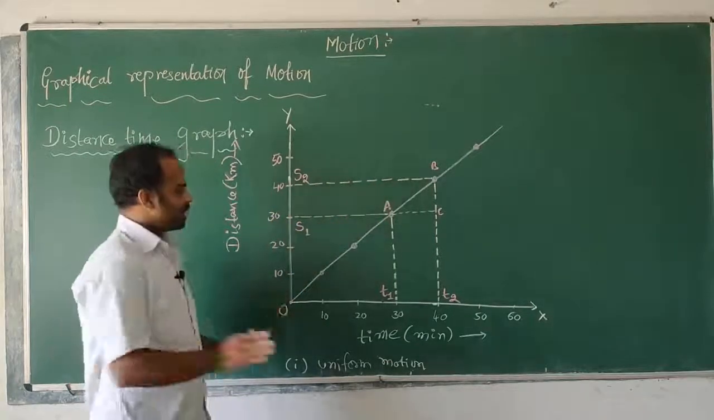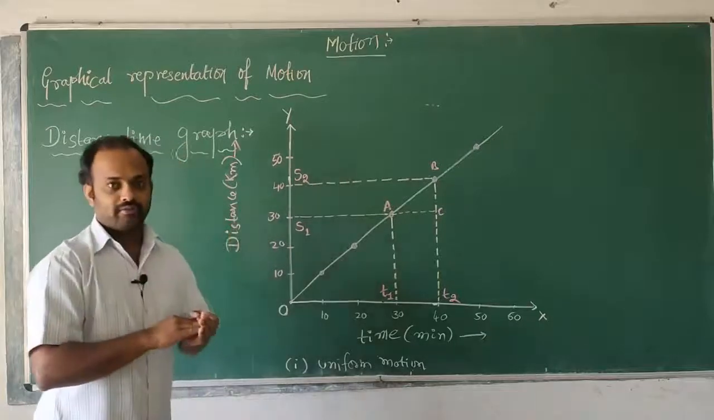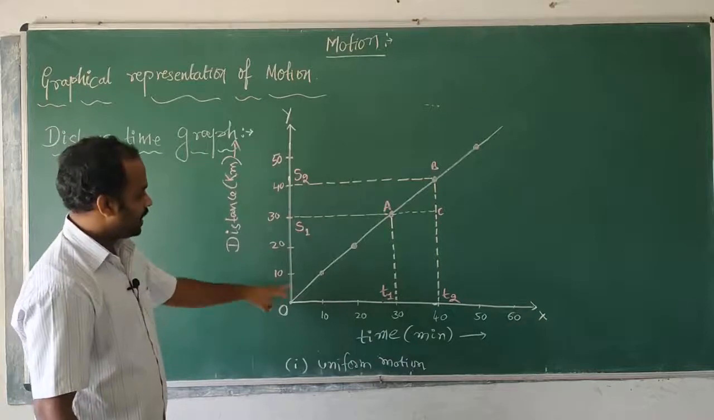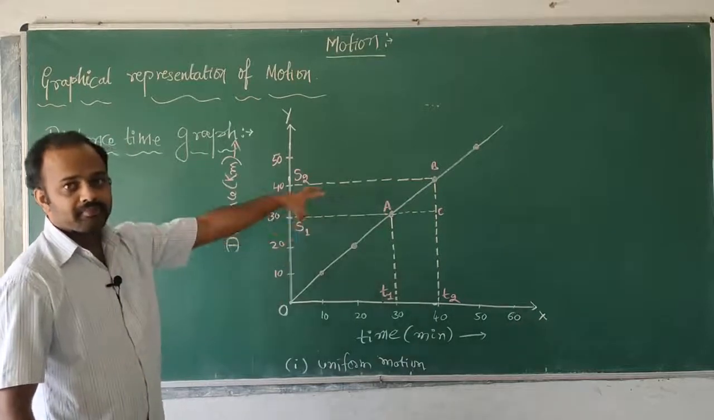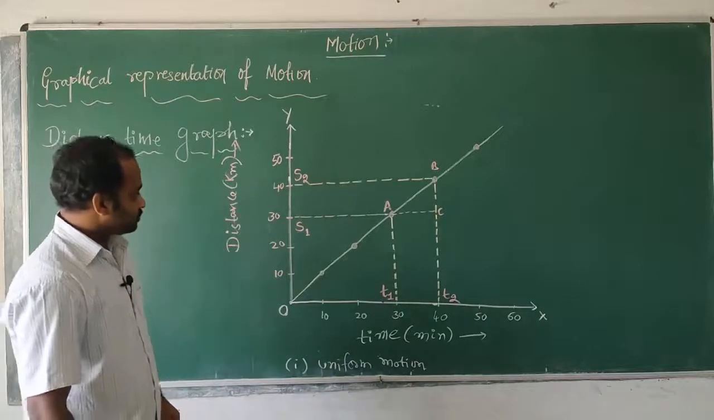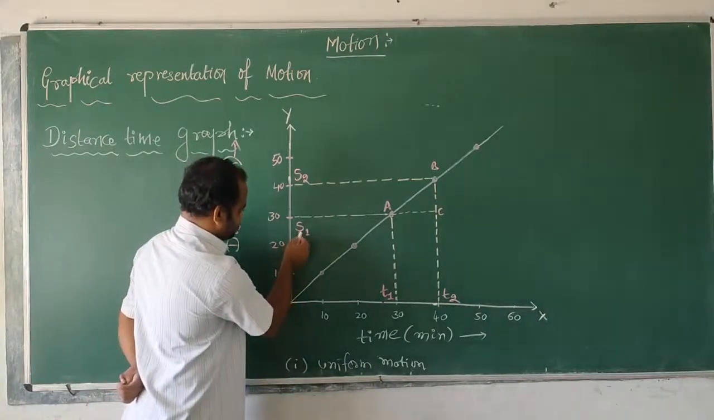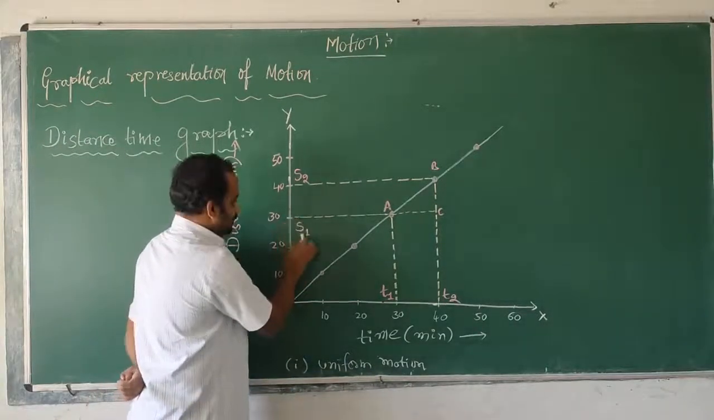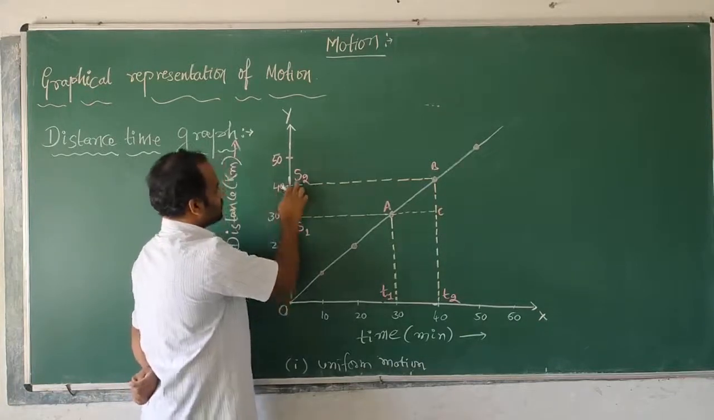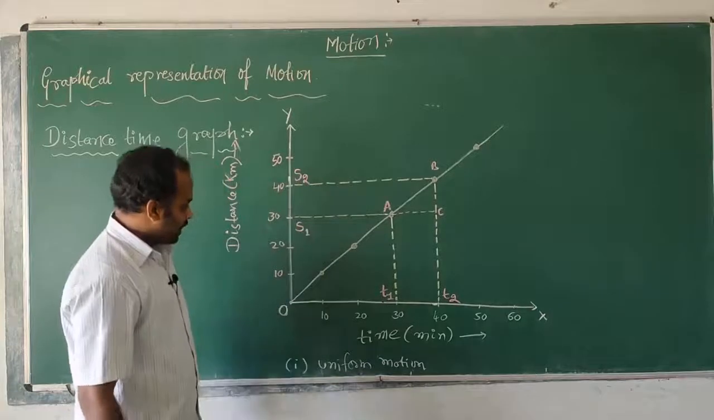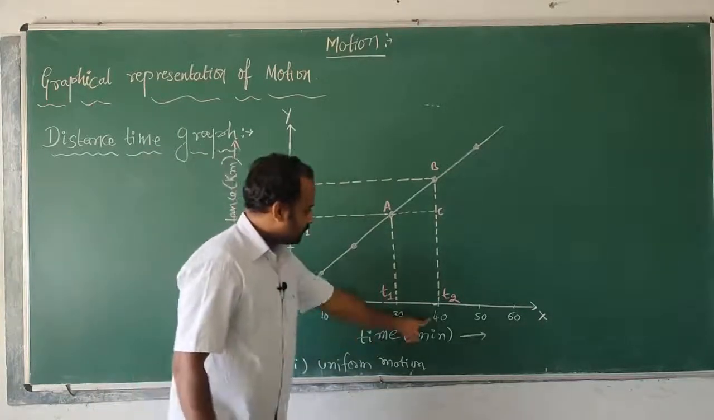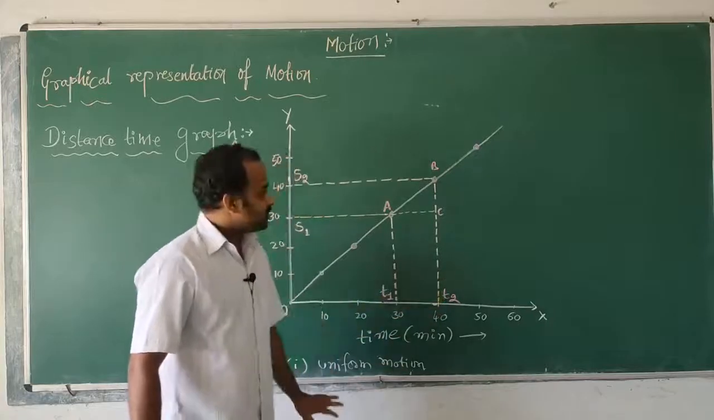Graph ಯಾವಾಗಲೂ ನಿಮಗೆ straight line ಅಲ್ಲೇ ಬರುತ್ತೆ. For uniform motion, if uniform motion object ಇತ್ತು ಅಂದ್ರೆ the line should be a straight line. Okay, here we taken for 30 kilometer distance S1, for 40 kilometer distance S2, and for 30 minutes time T1, and for 40 minutes time T2.